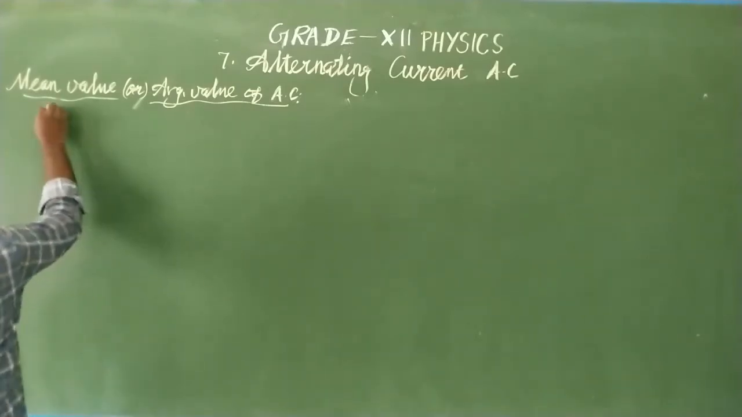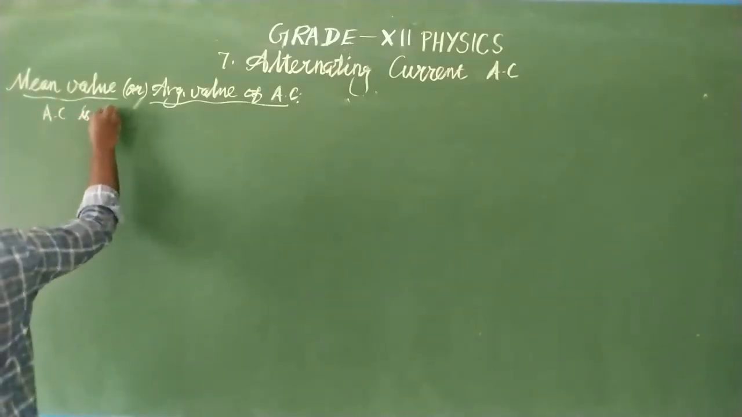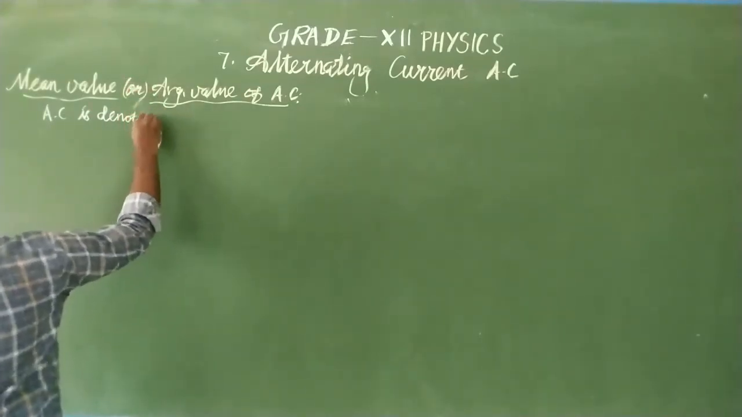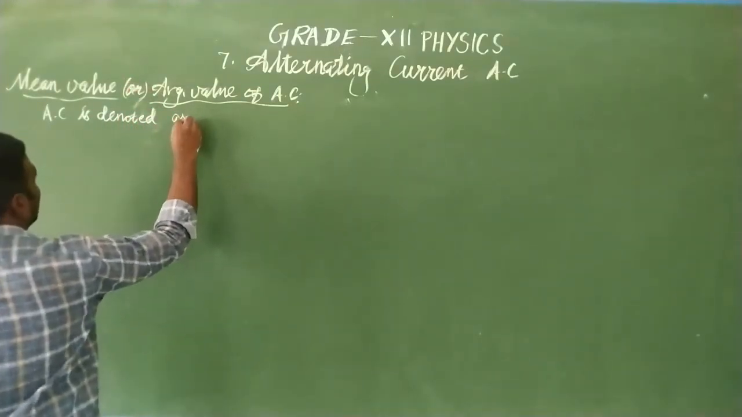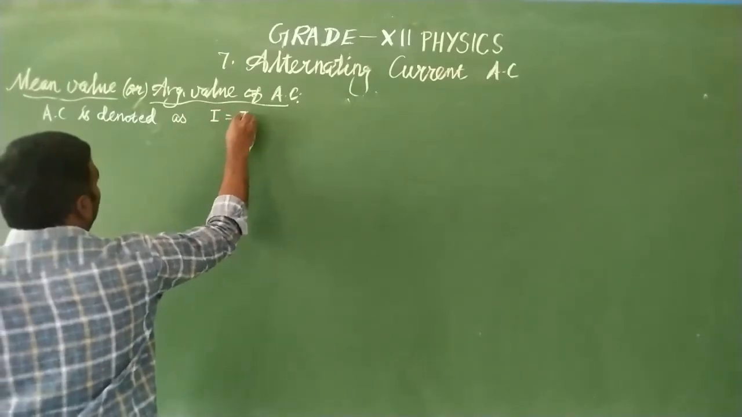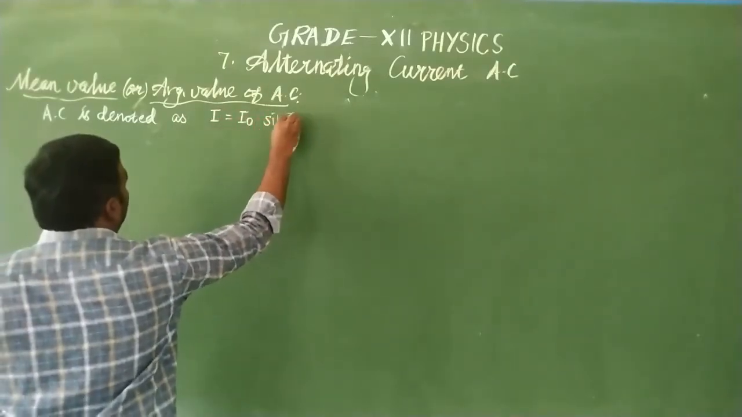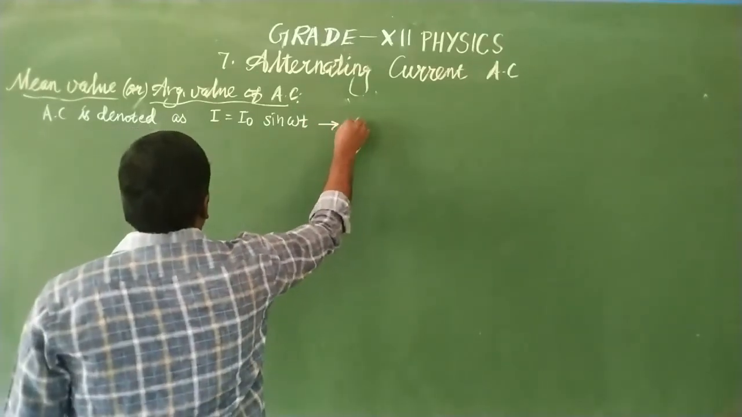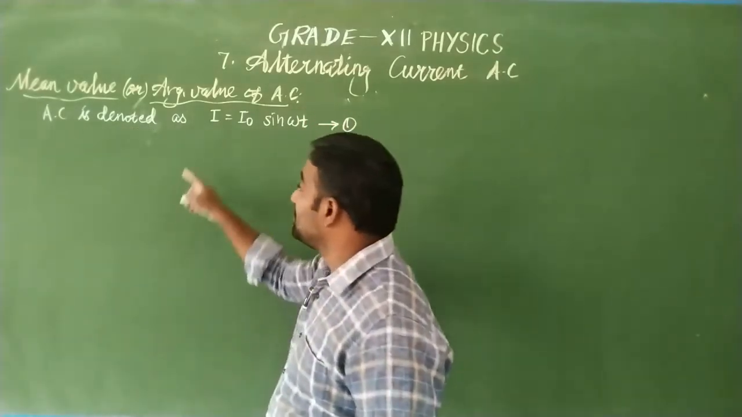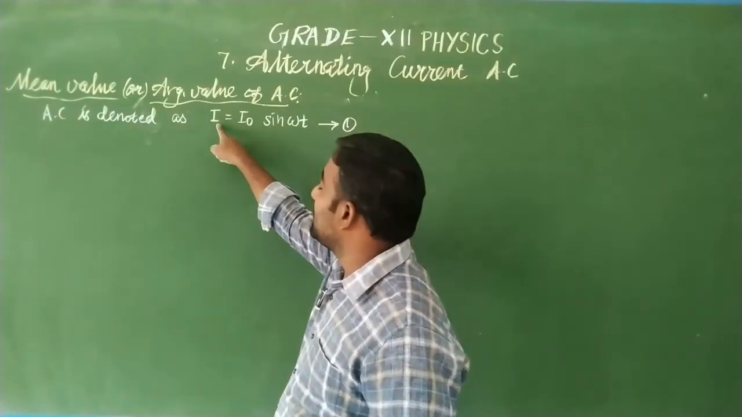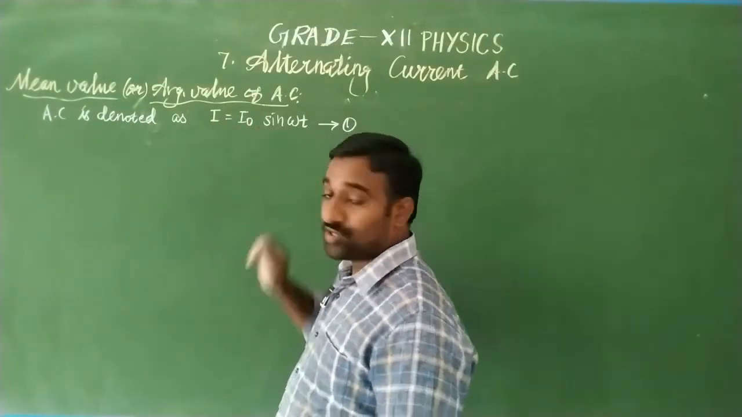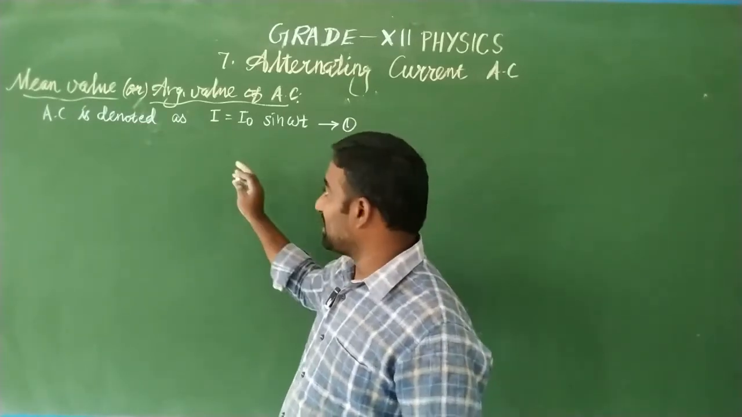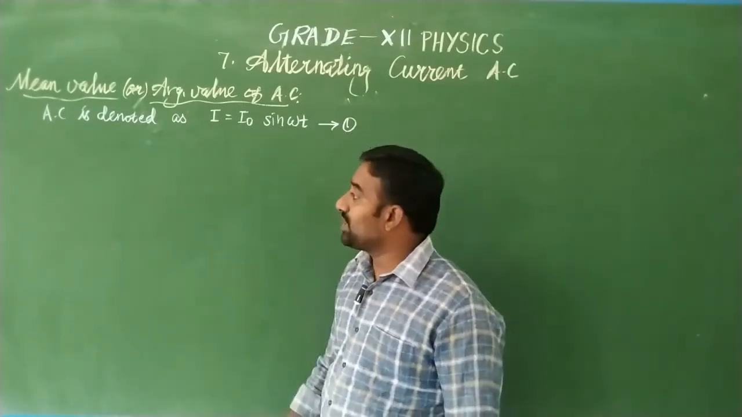The AC current, that is alternating current, is denoted as I is equal to I naught sin omega t. Am I right? So this is the first equation. In this equation, the I indicates the strength of the current. Now let us assume the strength of the current remains constant.